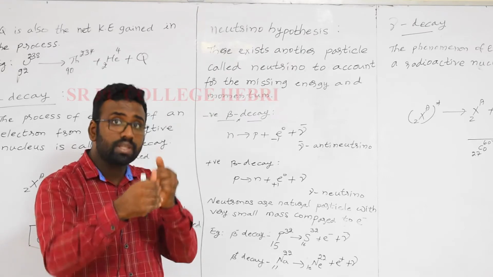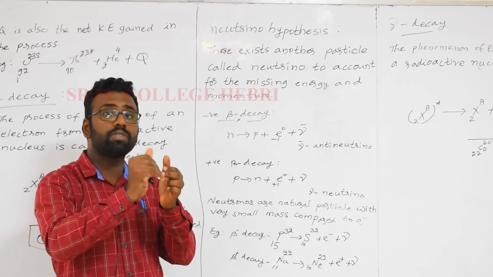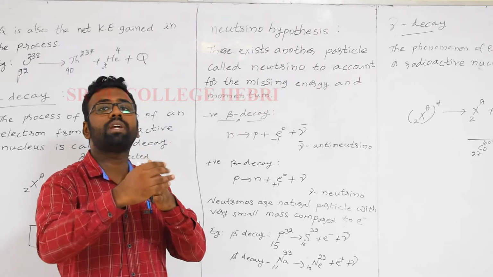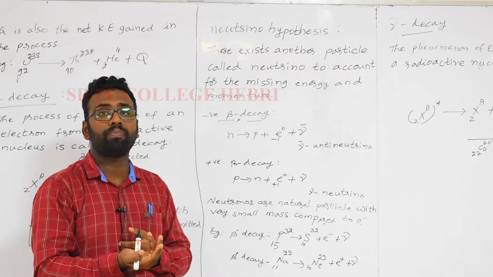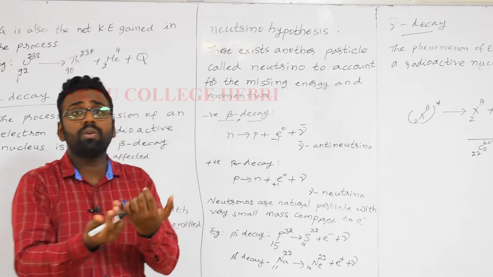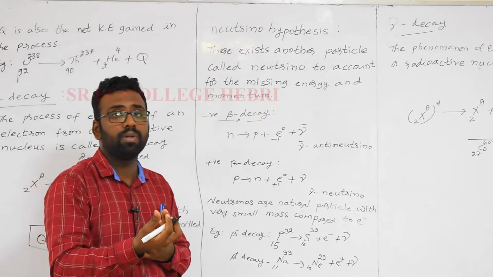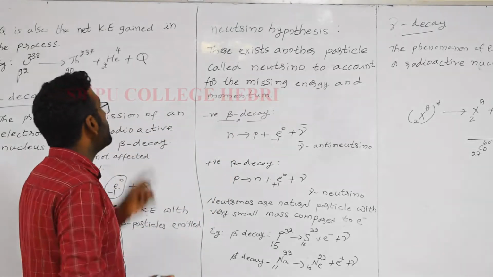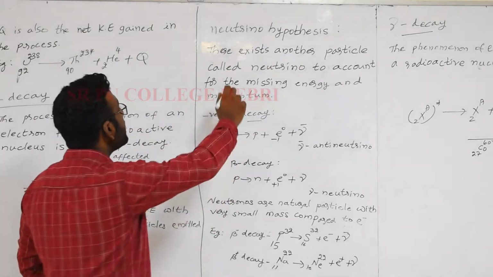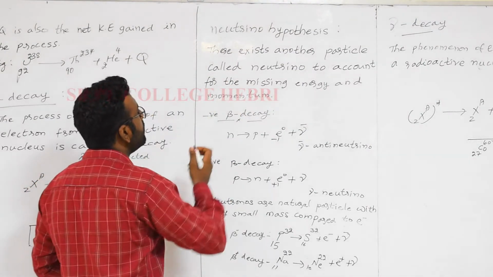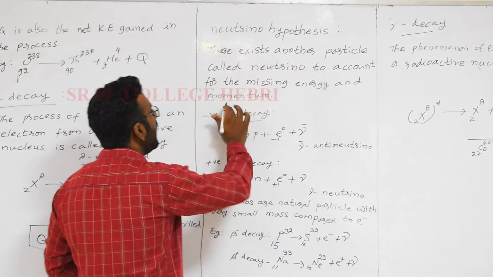If this theory fails, like if neutrino travels faster than light, then we will have to rewrite the entire theory once again. Okay, so we are lucky that did not happen. Now we will see about this neutrino hypothesis. There exists another particle called neutrino to account for the missing energy and momentum.